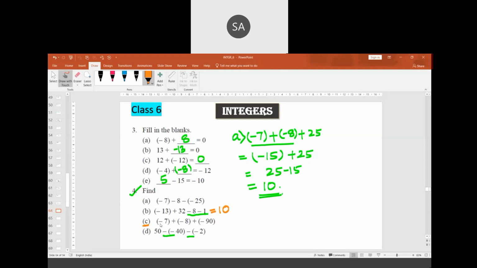If you observe here, all the three are like integers. So we need to do addition. Aniket says plus 105, which is wrong. Minus 105. Yes, sir. D is 92, sir.